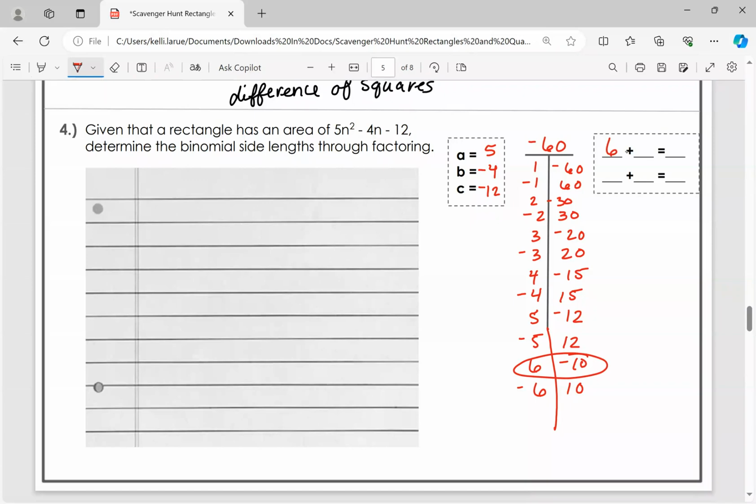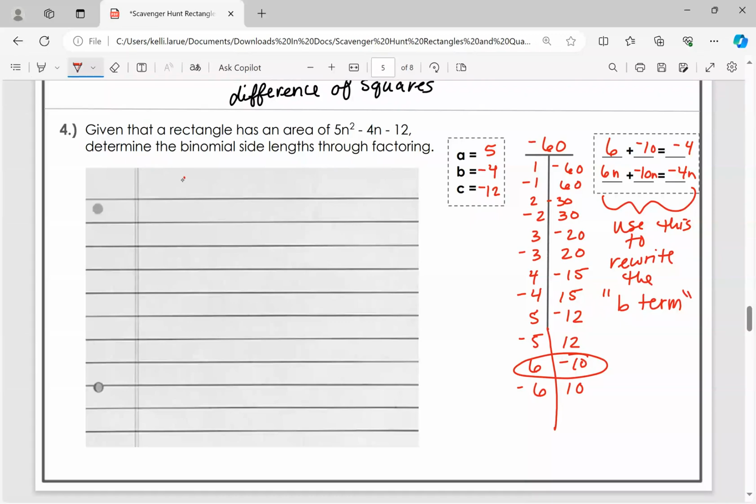I know that 6 times negative 10 equals negative 60, and likewise 6 plus negative 10 equals negative 4. So we know that 6n plus negative 10n equals negative 4n. And we're going to use this fact to rewrite our b term. Okay, that is the whole key every single time when you're factoring by grouping. This is the process you take.